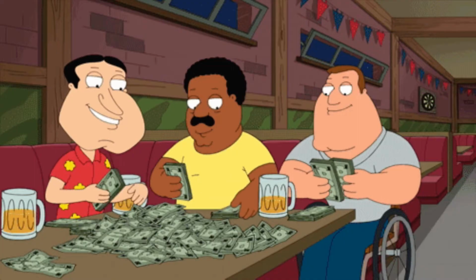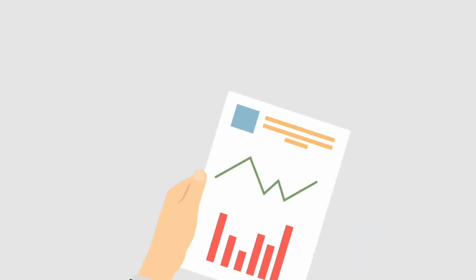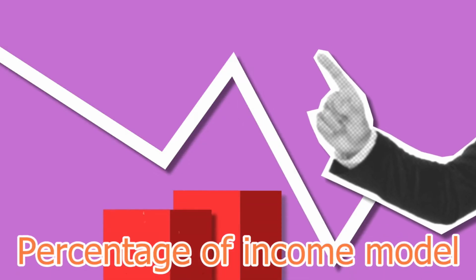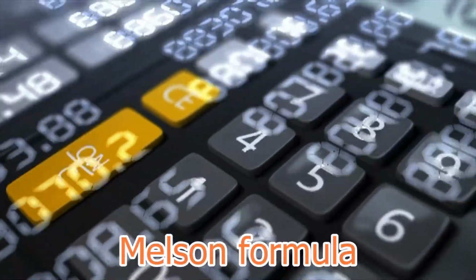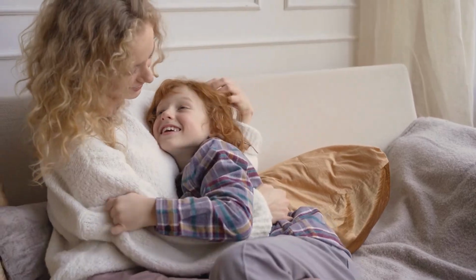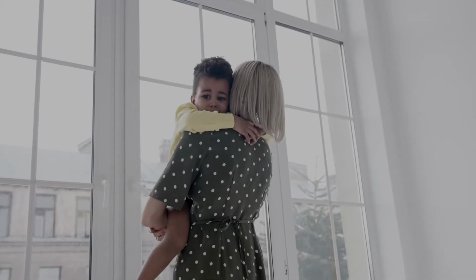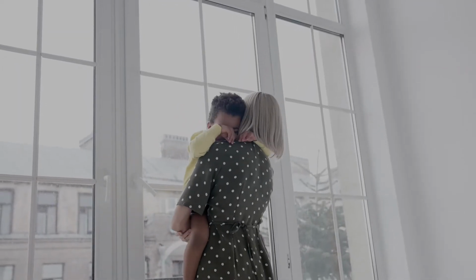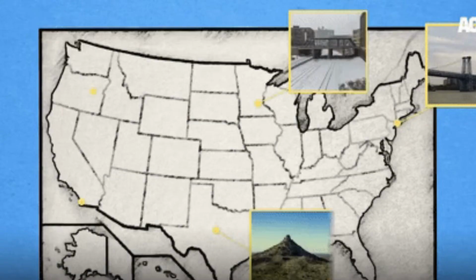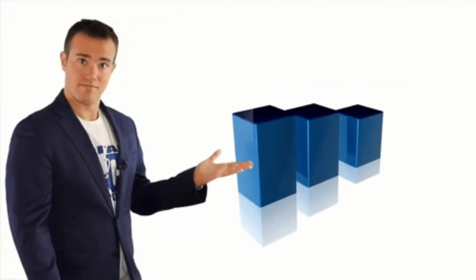Generally speaking, the process begins with determining the income of both parents. Then, the state will use a formula such as the income shares model, the percentage of income model, or the Melson formula to calculate the appropriate amount of child support that should be paid. Nevertheless, it would help if you kept in mind that other factors will still come into play in determining child support. Monthly income is important, but it's not the only thing considered. Most states consider a whole host of other things when calculating child support.